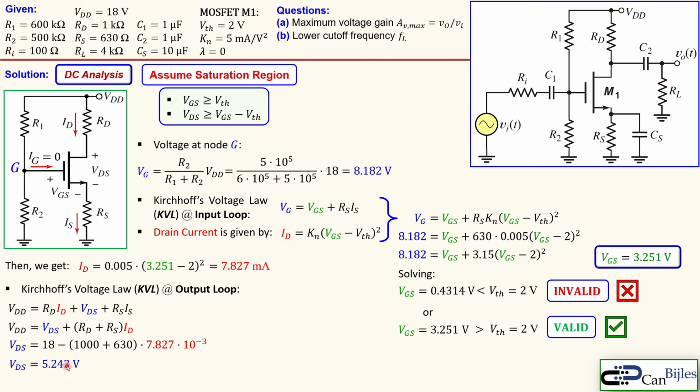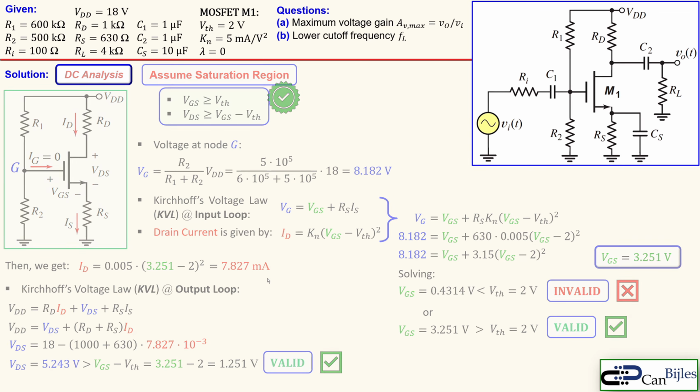Is this now valid? Is this now fulfilling the second condition? Let's check that. Well, VGS minus the threshold is here 3.251 minus 1 is 1.251 volts, which is definitely less than this one. So this is also again according to our assumption. So we can say saturation region is valid and our assumption is now, by these two checks, correct.